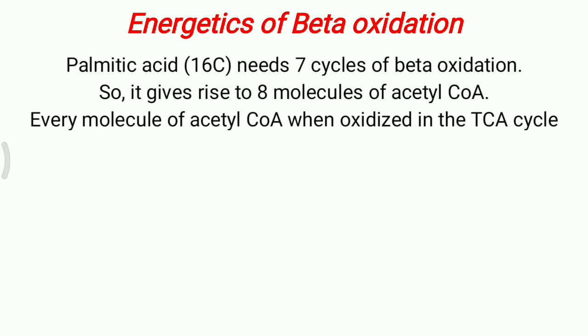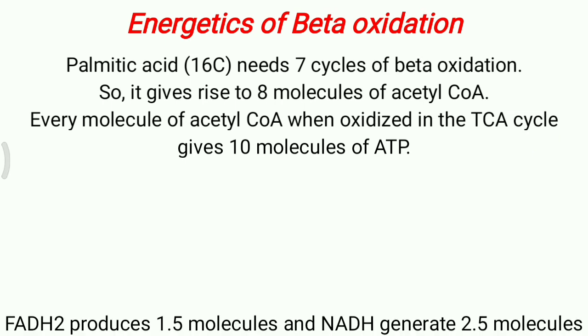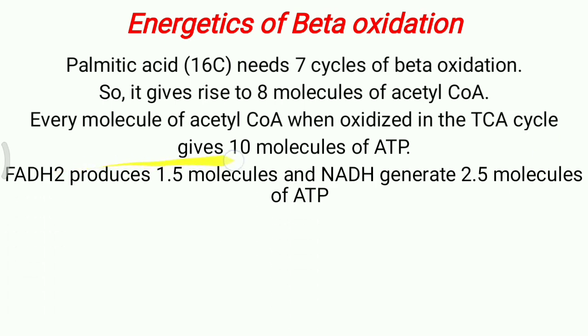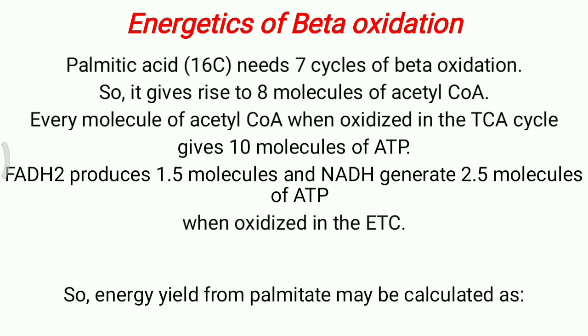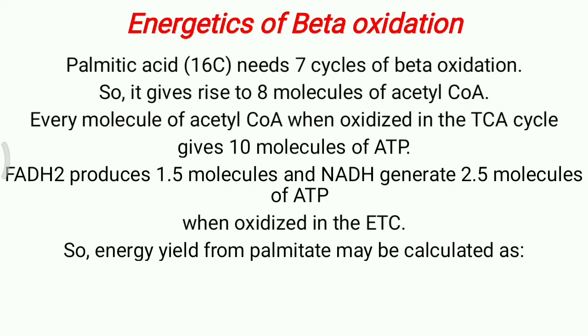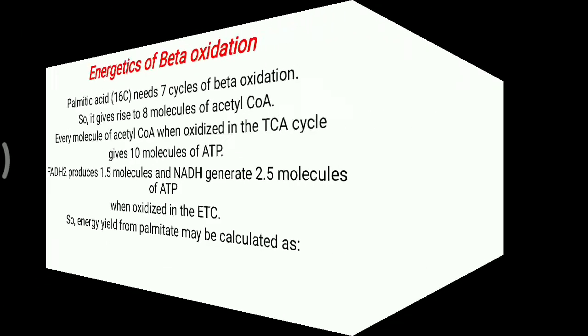Every molecule of acetyl CoA, when oxidized in the TCA cycle, gives 10 molecules of ATP. So acetyl CoA is also a good molecule for providing a large number of ATP. In detail, we have to understand the energetics. FADH2 will produce 1.5 and NADH will generate 2.5 molecules of ATP when oxidized in the electron transport chain.